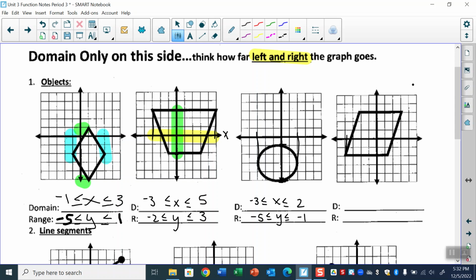Okay, and then here for the domain, I'm going to look at left and right. So 1, 2, 3, 4, so -4 is less than or equal to x, which is less than or equal to 1, 2, 3. And then the range is going to be bottom to top. So I'm looking at -2, less than or equal to y, less than or equal to 1, 2, 3, +3.